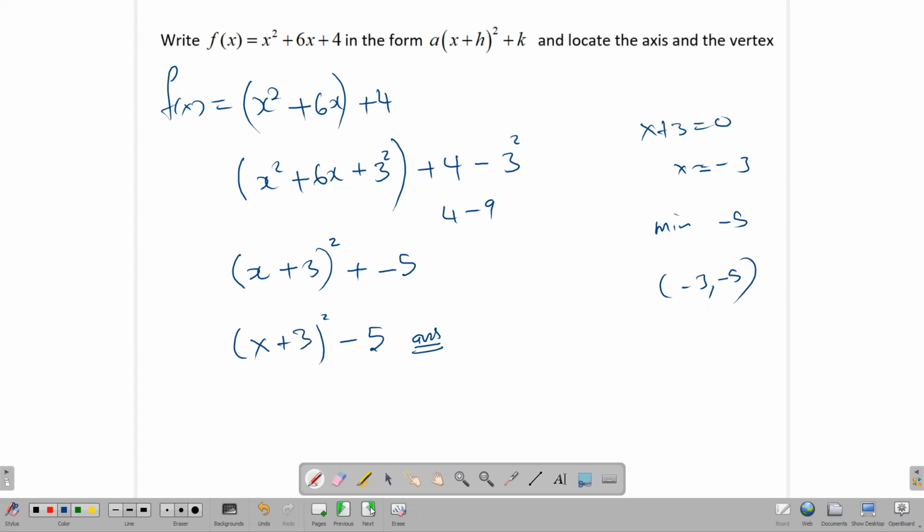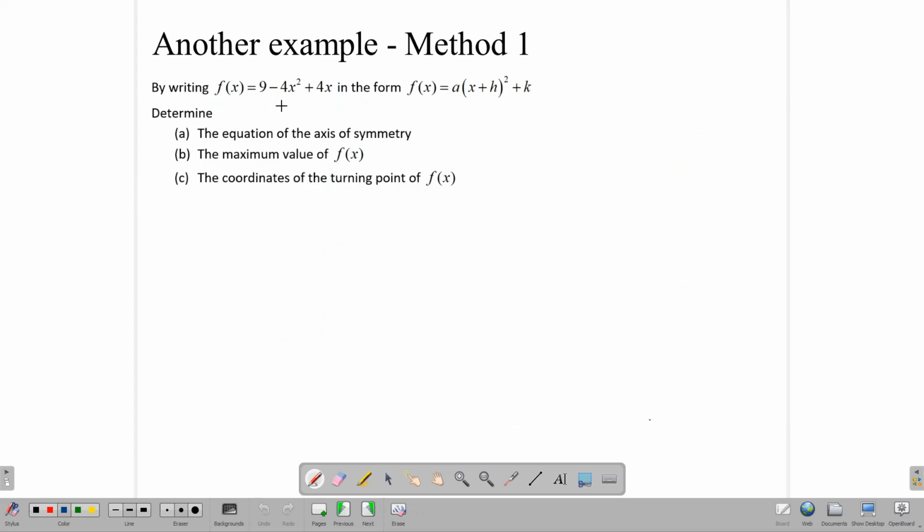Now let's look at a different example. Here we have f of x is 9 minus 4x squared plus 4x. So let's write down our a, b, c. So a, looking at this, remember a is the coefficient of the squared term, and here the coefficient is negative 4. b is the coefficient of the x term, here it's 4, and c is the constant, which is 9.